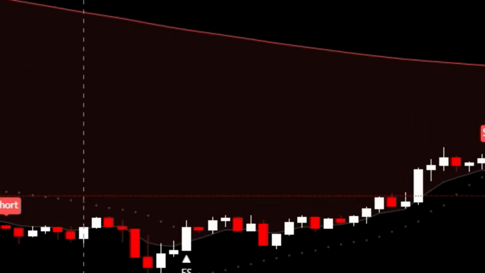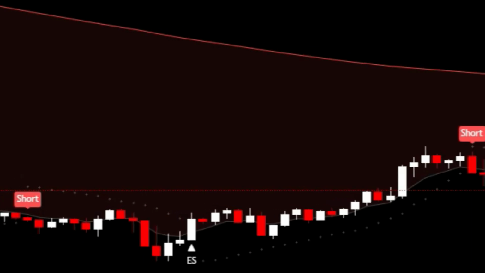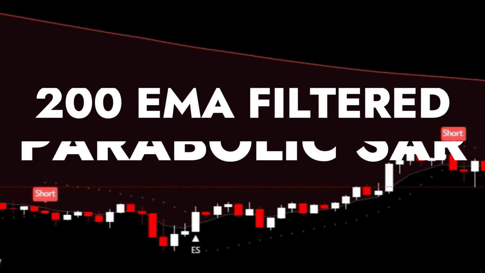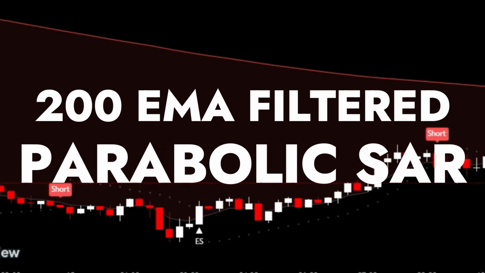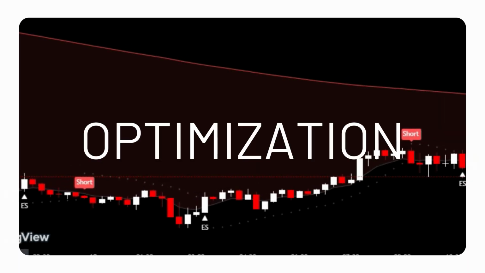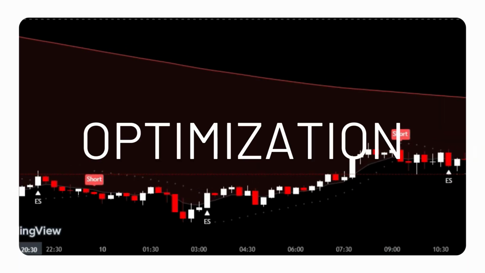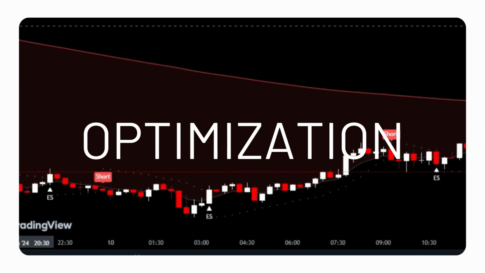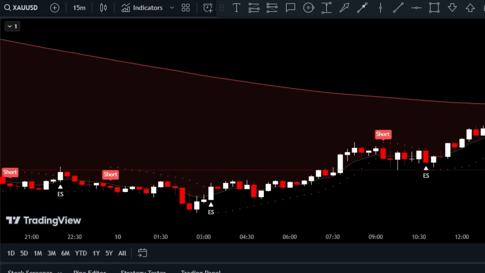Hold your horses, traders. Before we dive into using the first secret weapon, the 200 EMA filter parabolic SAR indicator, there's an essential step we can't escape: optimization. Trust me, taking a few moments to fine-tune this powerful tool can make a world of difference in your trading success.